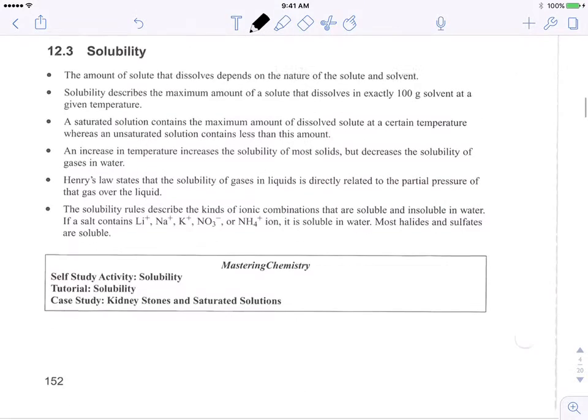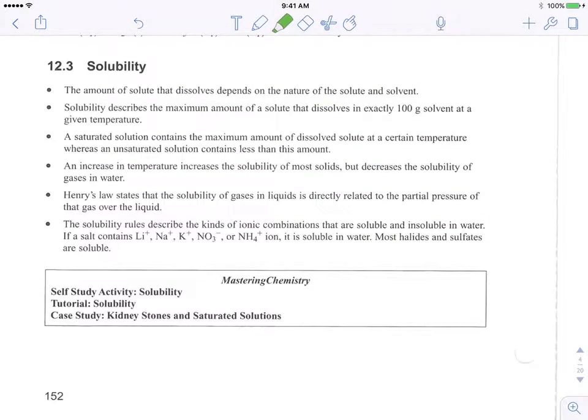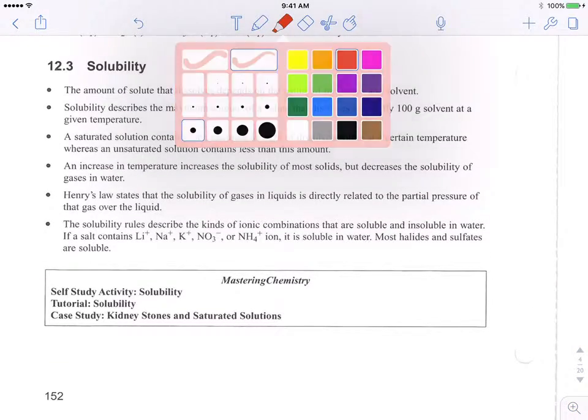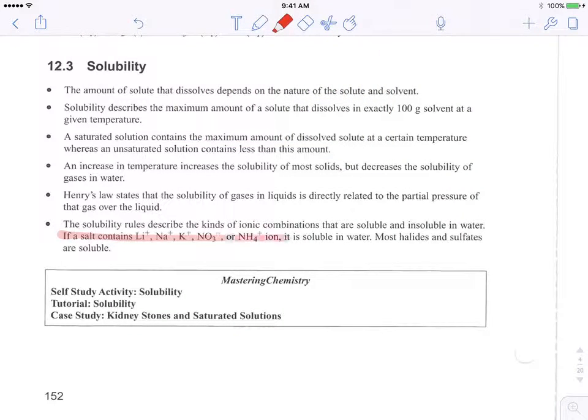Moving on, 12.3, solubility. This is important. This is really, really important. You need to memorize these two sentences. That will help you tremendously. Lithium, sodium, potassium, nitrate, ammonium, all soluble in water. Halides, sulfates. Halides, definitely like chlorine, bromine, fluorine. Sulfates, that's an SO4 2-. So all those dissolve in water.